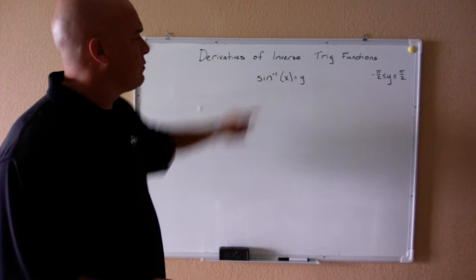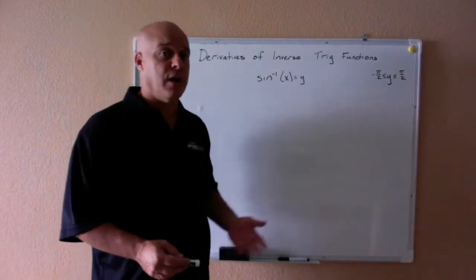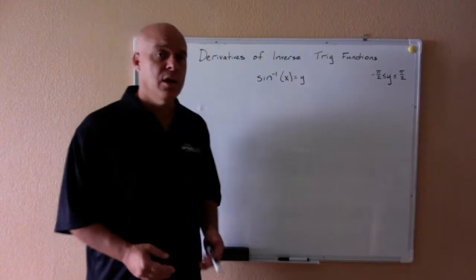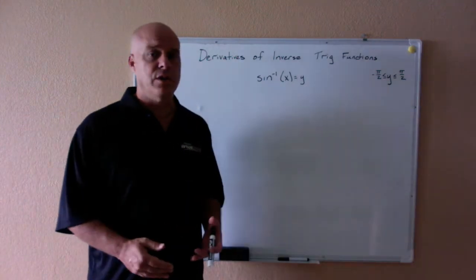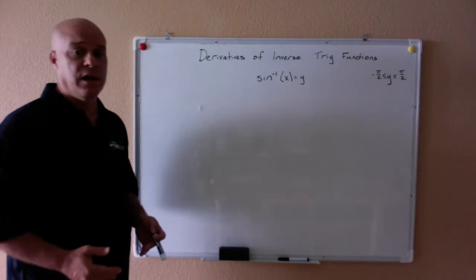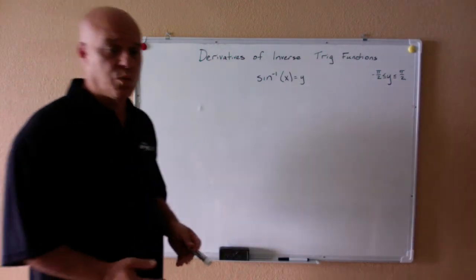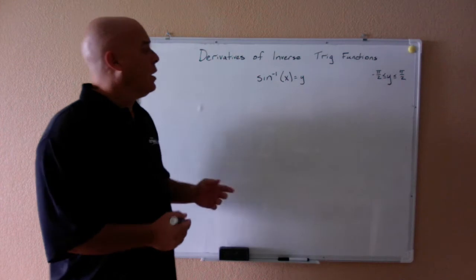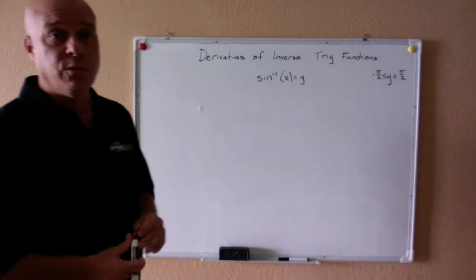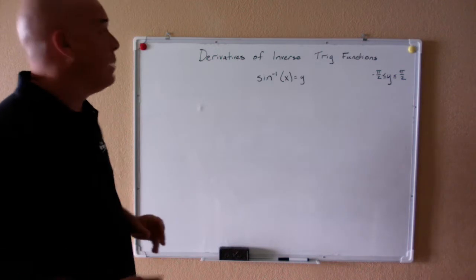So we're going to look at this function here. I'm just going to do the arc sine function. The arc cosine and the arc tangent function are very similar to this one. So if you see how the arc sine function is done, you'll be able to determine what the inverse cosine and arc tangent functions are as well. So we're going to start by taking the arc sine of x equals y. We're going to try and find dy/dx or y prime with this.